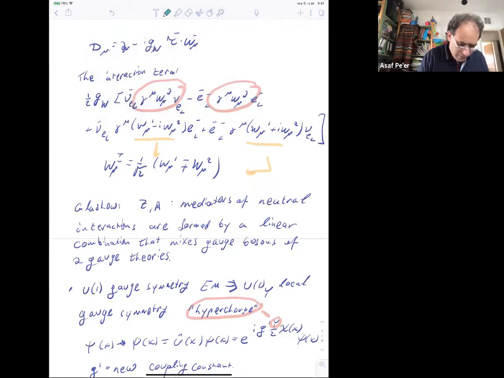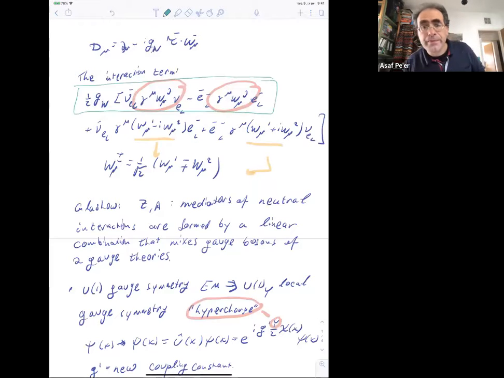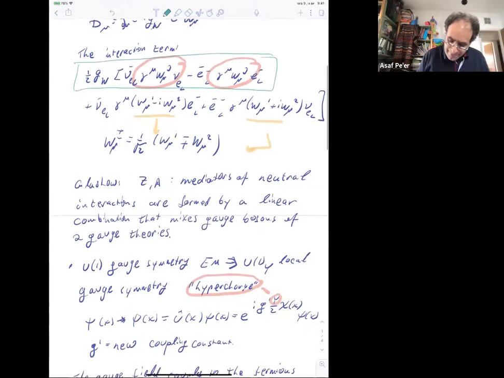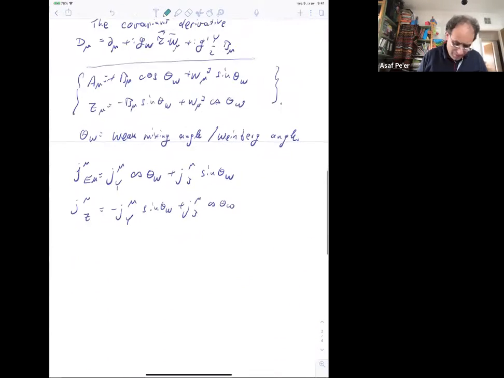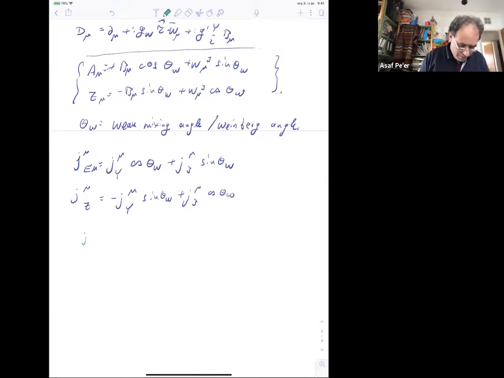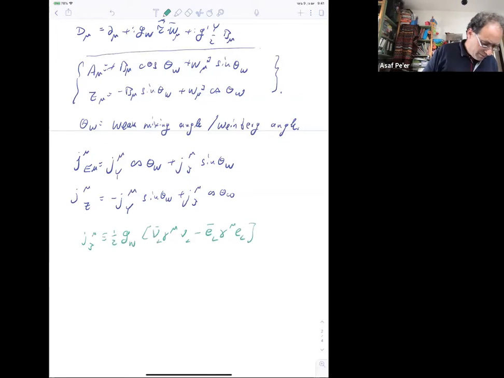This is exactly this part of the interaction. So J mu 3 is half G weak, neutrino bar left, gamma mu neutrino left, minus E bar left, gamma mu E left. This is exactly the fermionic current that is coupled to the W mu 3 that we had.